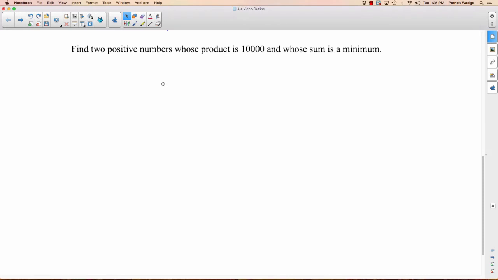Alright, find 2 positive numbers whose product is 10,000 and whose sum is a minimum. So let's start by designating the 2 numbers. We've got our first number and we've got our second number. Why don't we call the first one x and the second one y. Now what we're trying to optimize, in this case minimize, is the sum.